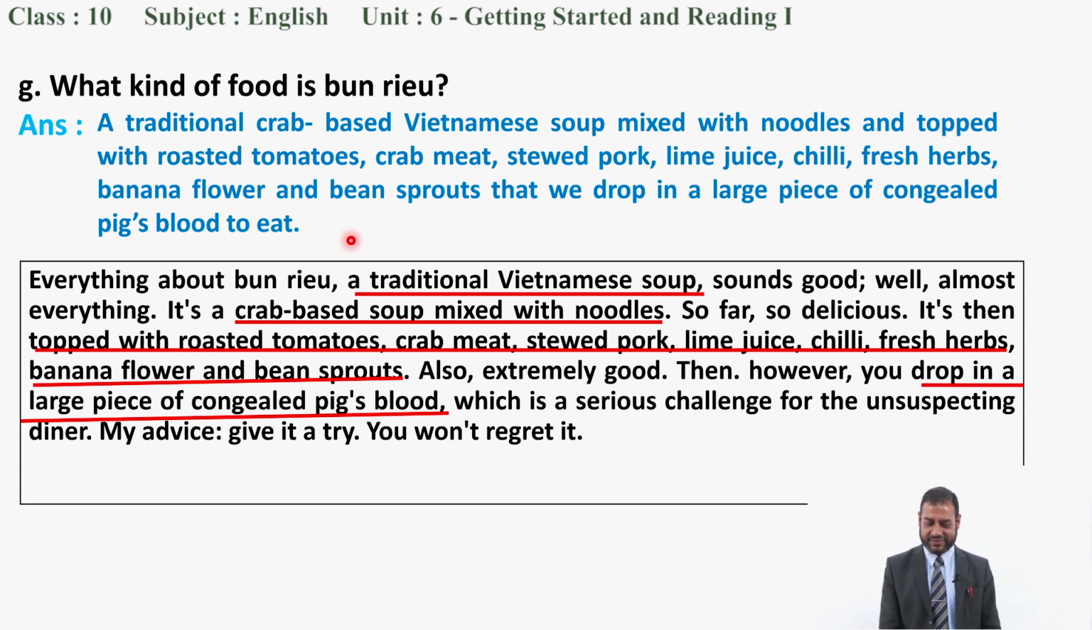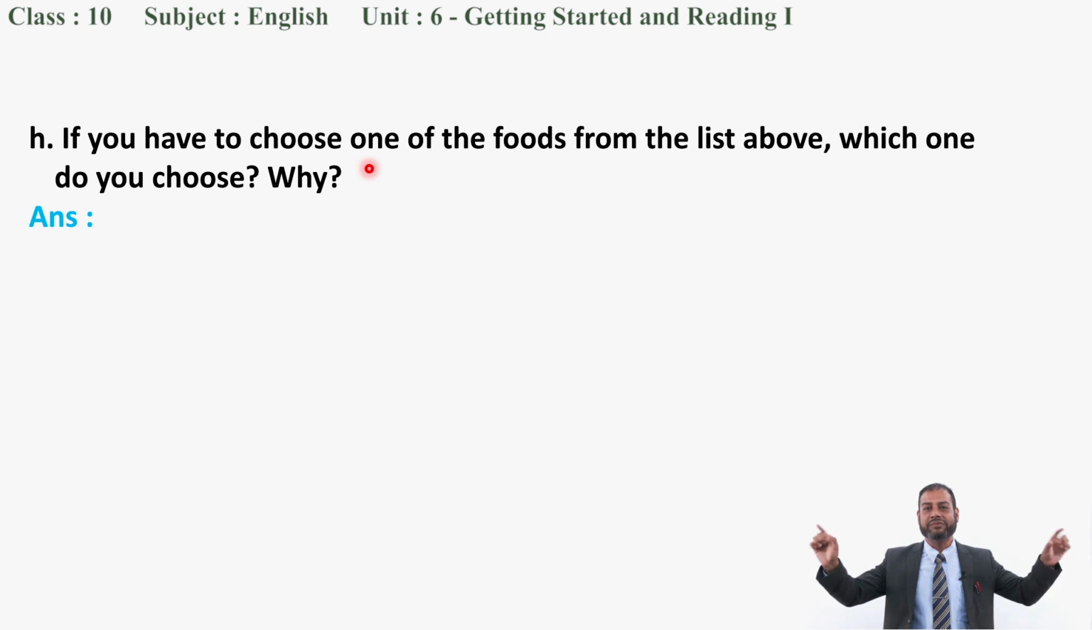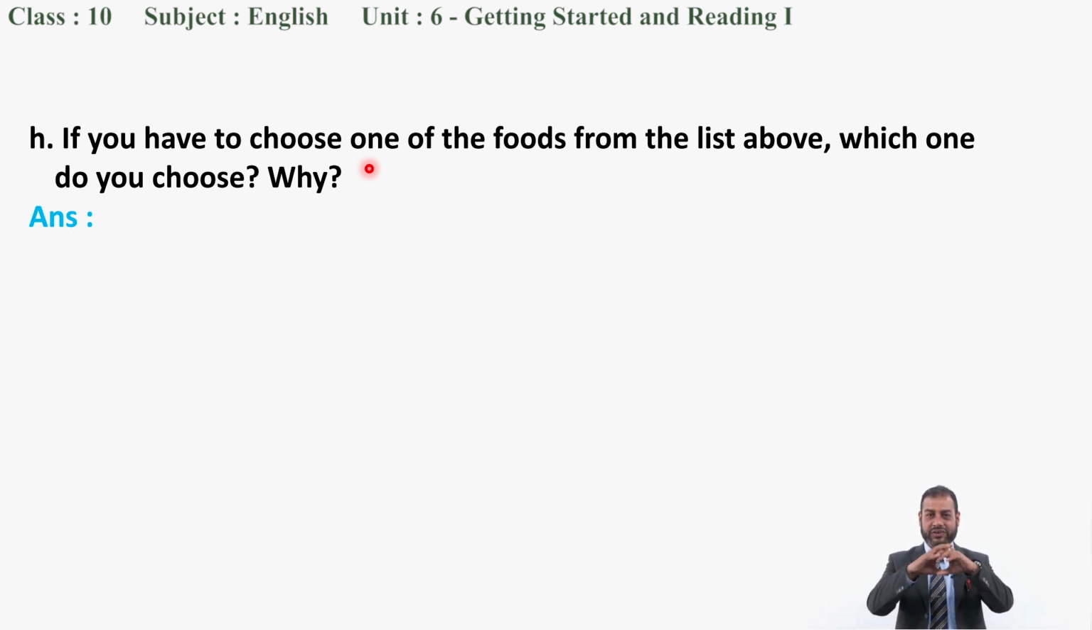Okay, good job. Now we have next the last question, that is, if you have to choose one of the foods from the list above, which one do you choose? Why? Now it is a judgmental type of question, evaluation type of question. You have to compare with all the food items and you have to make a decision why you like the particular food. It is the higher level type of question.